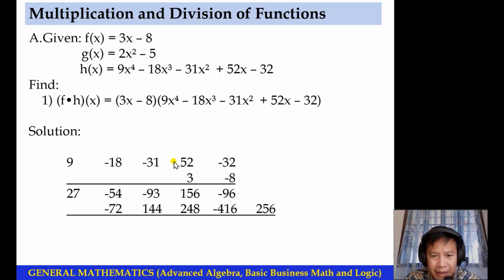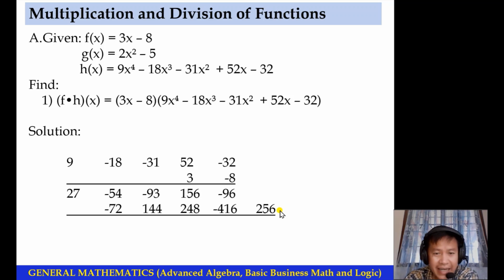Then negative times positive is negative. Then 8 times 52. 8 times 52 is 416. And this is negative, of course, because negative times positive is negative. Then afterwards, you are going to multiply negative 8 and negative 32. Negative times negative is positive already. Then 32 times 8 is equal to 256.